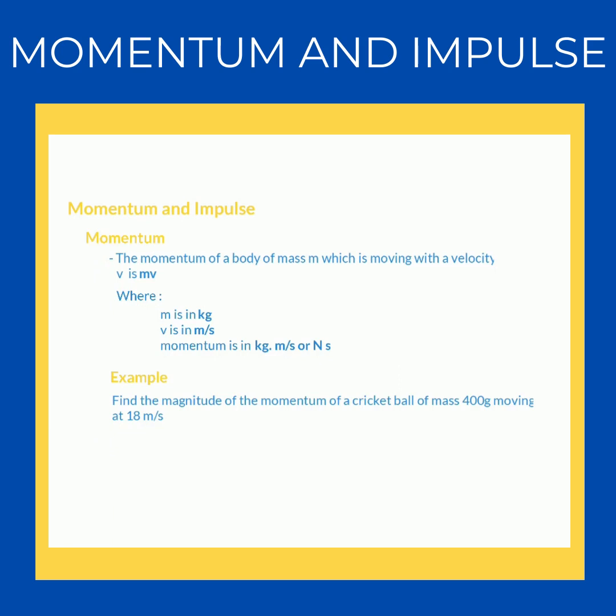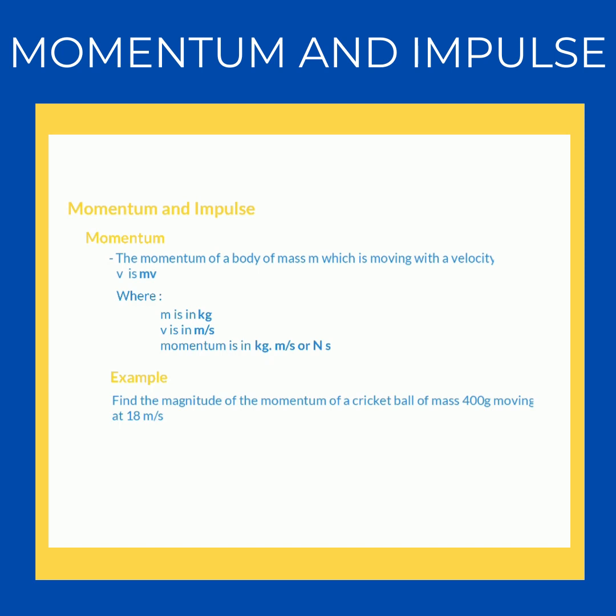In this lesson, I'm going to talk about momentum and impulse. Momentum, or linear momentum, is simply the product of the mass and velocity of an object. So the momentum of a body of mass m, which is moving with a velocity v, is mv, or m times v, where m is the mass in kilograms, v is the velocity in meters per second, and the unit of the momentum is kilograms meters per second or newtons second.